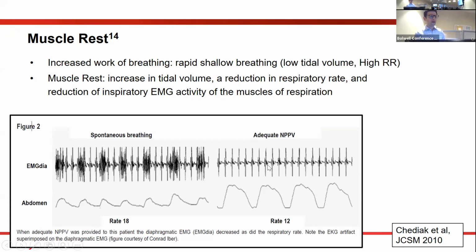And then here you see an adequate non-invasive ventilation, larger excursion, so you can extrapolate larger tidal volume. The rate has gone down. They have less dead space, so you can assume they have less dead space ventilation, and their EMG activity is decreased. The EMG of the diaphragm is decreased compared to what it was during spontaneous breathing.